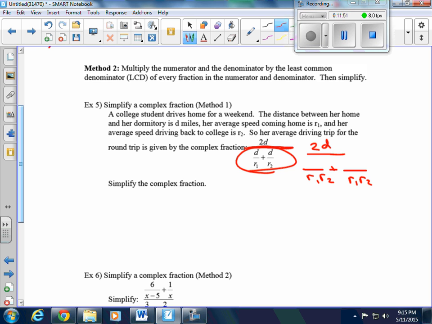And if we do that, then we know that this is going to be d times r sub 2, and this one's going to be d times r sub 1, because that's what we needed. Now, if we add our like terms up, we're going to get 2d over dr sub 2 plus dr sub 1 over r sub 1, r sub 2.